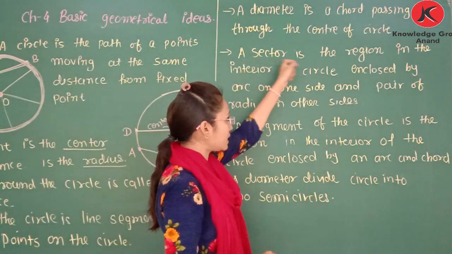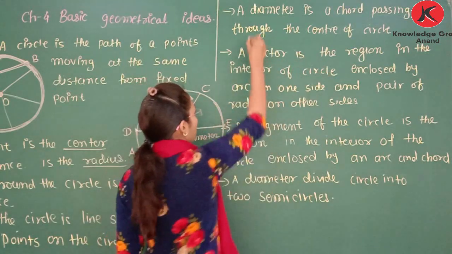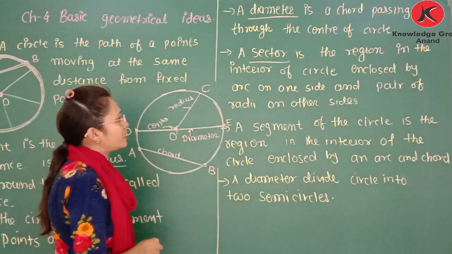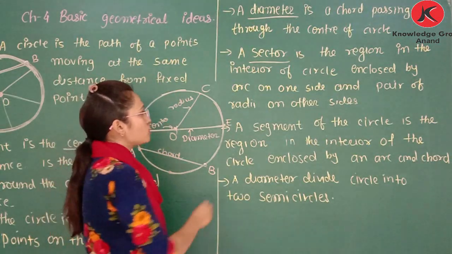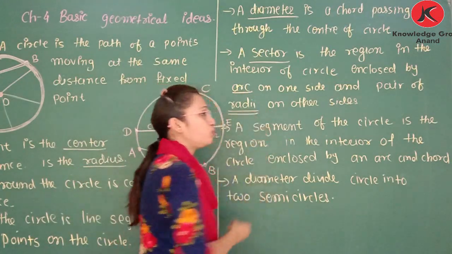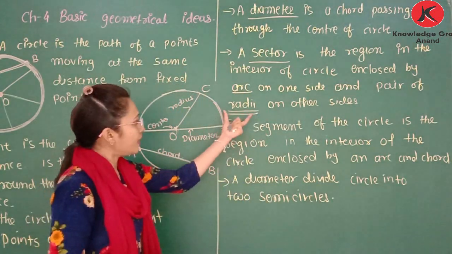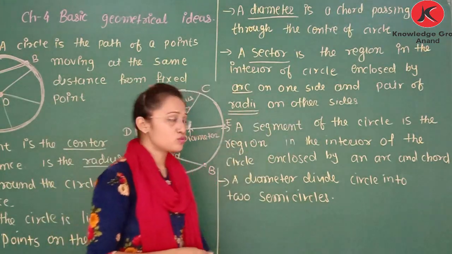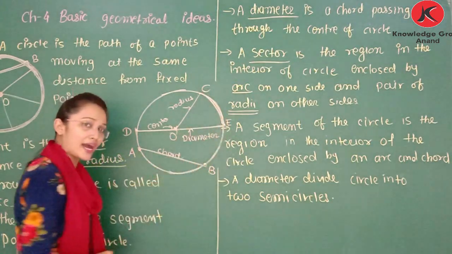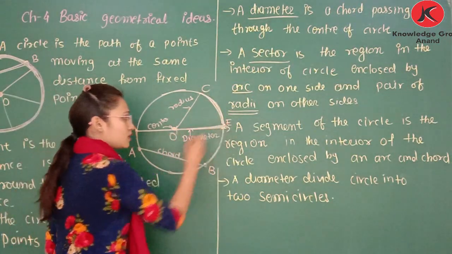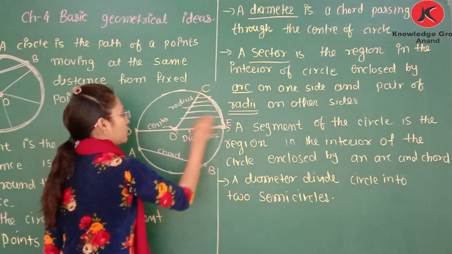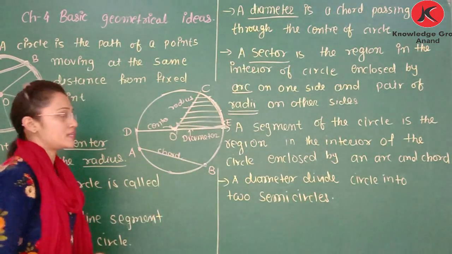Then a sector is a region. So we learn diameter, after that sector. Sector is a region that is interior of circle enclosed by arc on one side and pair of radius. This is the plural of radius. Radius on the other side. So if we draw, let's say this EC will be arc, OE is the radius, OC is also radius. So this region will call sector.